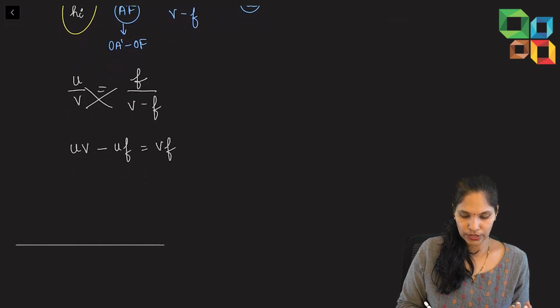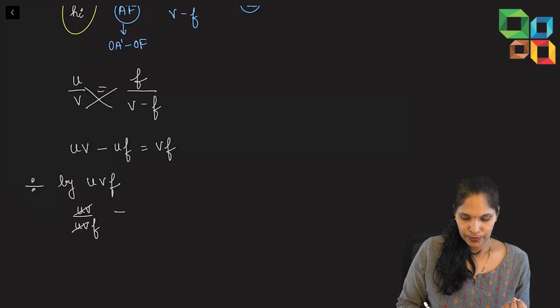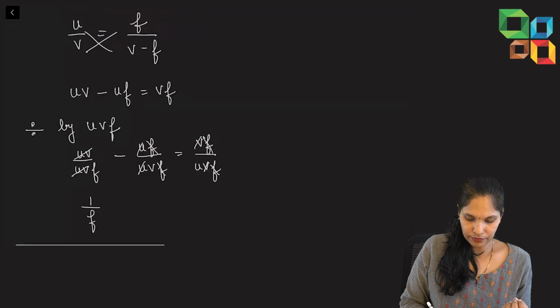So in this equation, what you can do is divide the entire equation by UVF. When I divide UV by UVF, U and U cancel, UV cancels, 1 by F will be there. Here also I am dividing by UVF, U and F will cancel. Here VF divided by UVF, V will cancel, F will cancel. So you end up with the formula now, 1 by F minus 1 by V is equal to 1 by U.